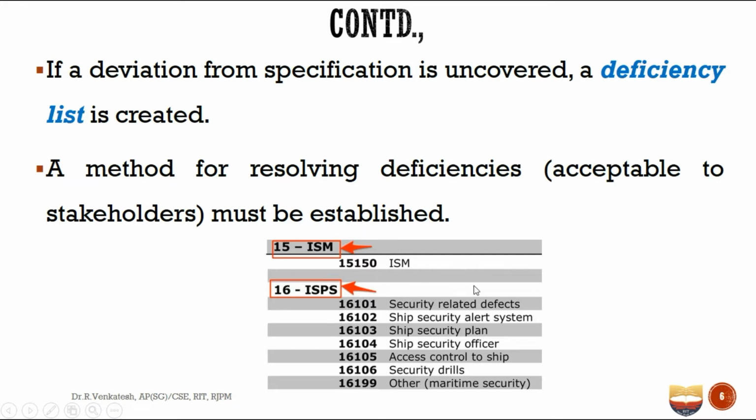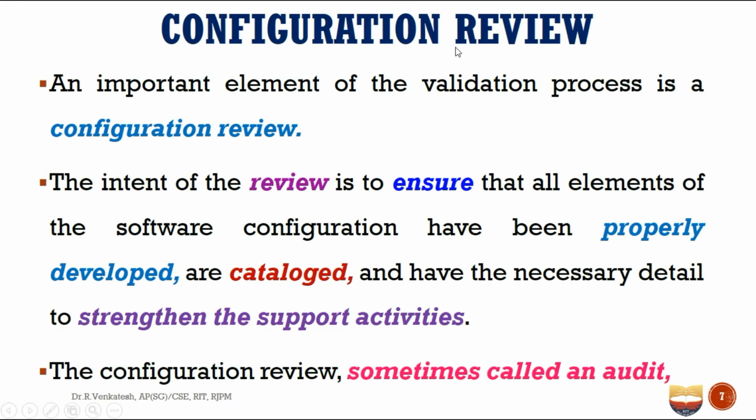This is one example of a deficiency list. Like that, every product document must maintain a deficiency list and how to recover the deficiency. That must be established. Next, another element of the validation test criteria is the configuration review.